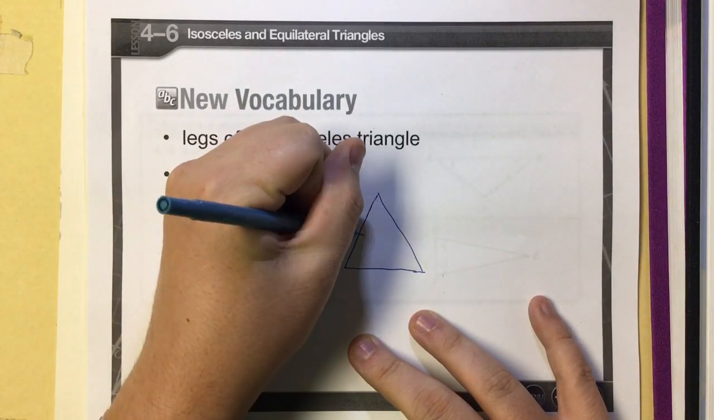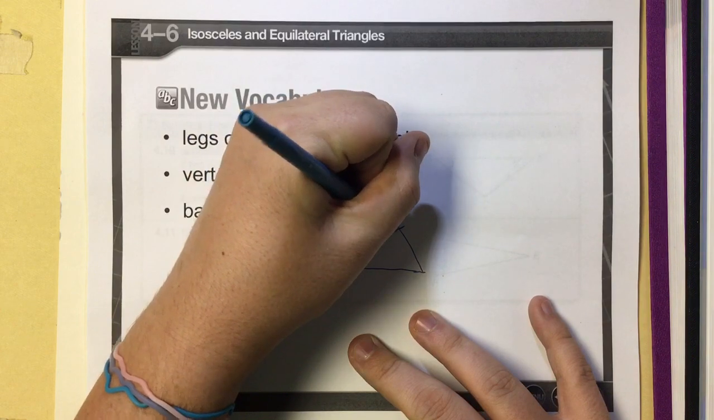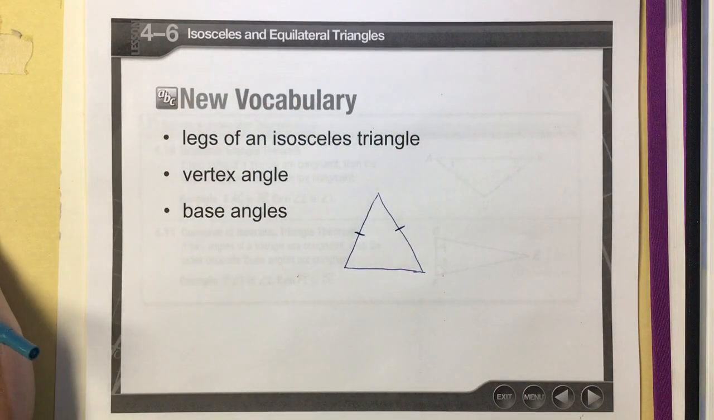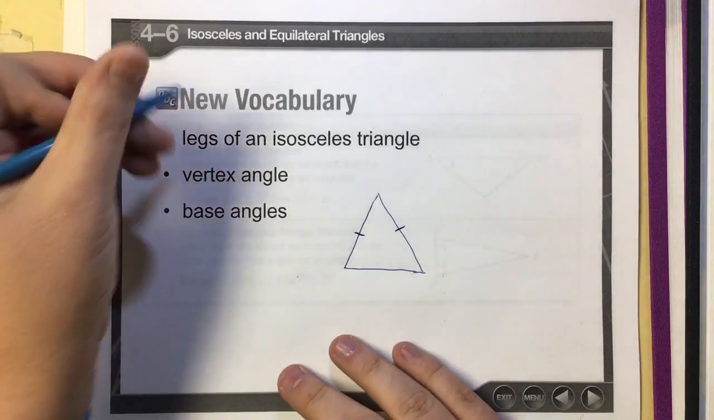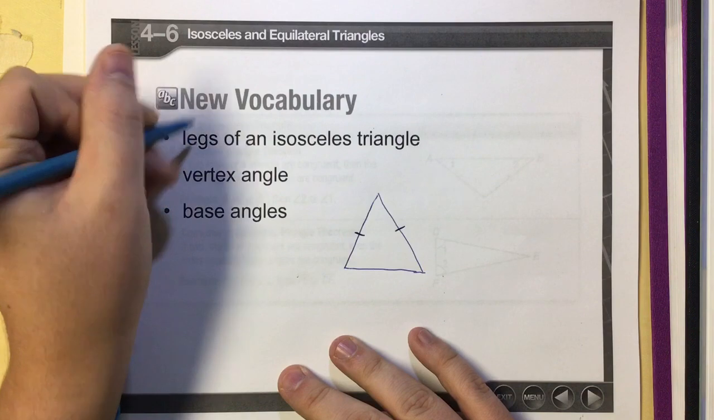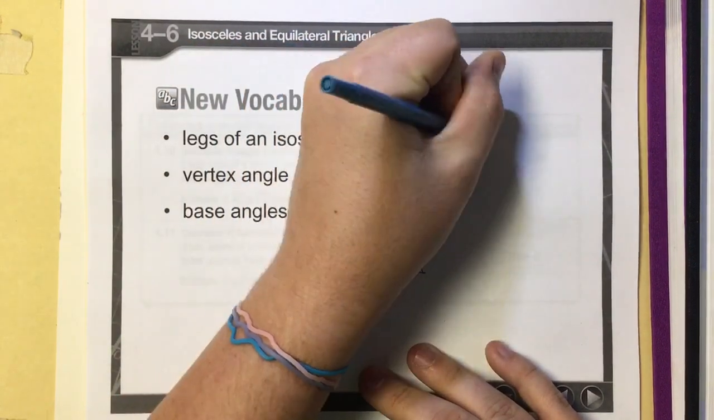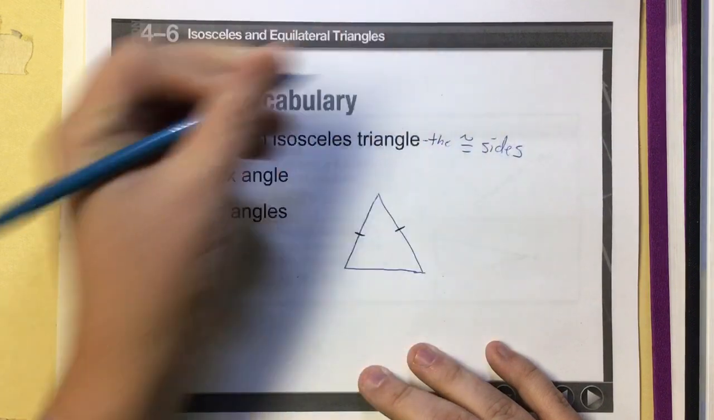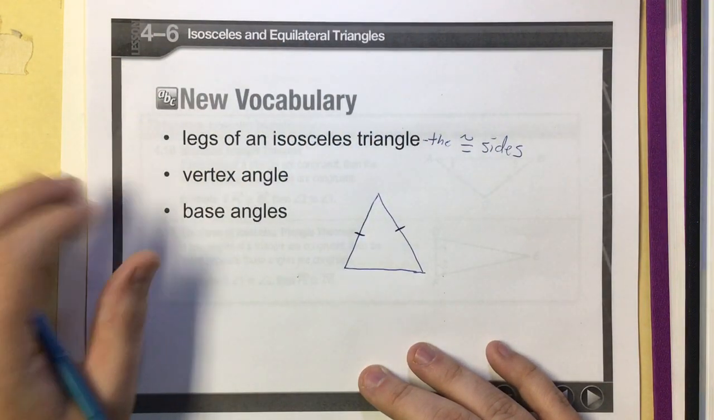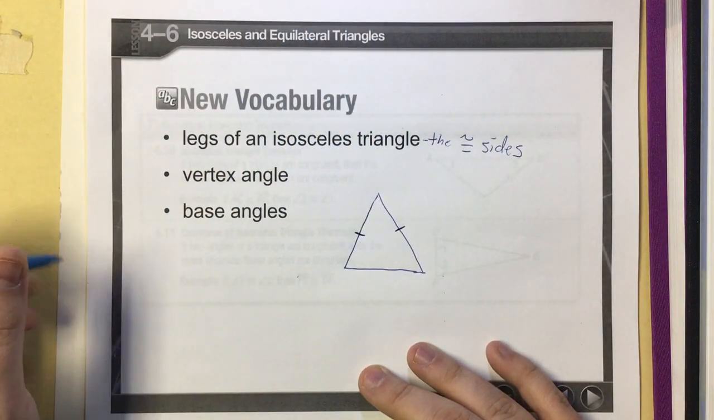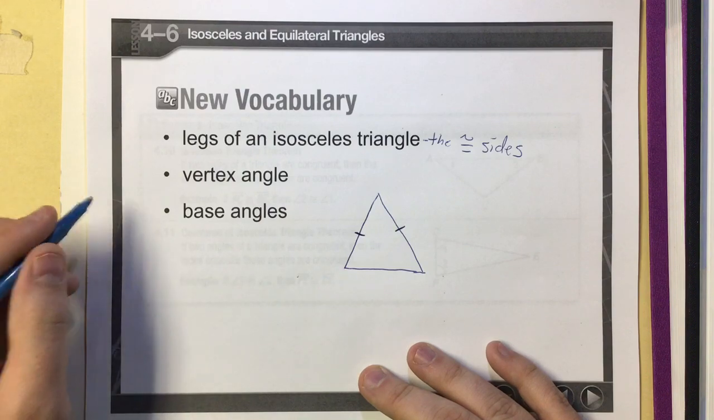So an isosceles triangle, from Section 1, remember that's when two sides are congruent to each other. So I'll just say those two are the congruent sides to make this an isosceles triangle. Those two sides that are congruent, those are the legs. Those are the congruent sides. When we talk about the legs of an isosceles, they are the two sides in that triangle that are congruent.